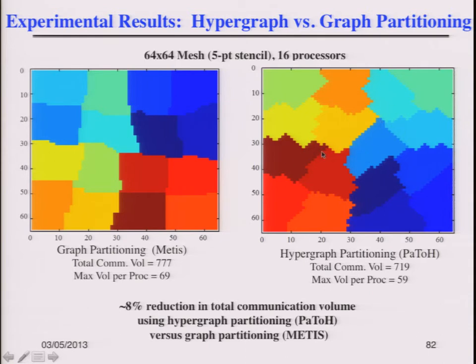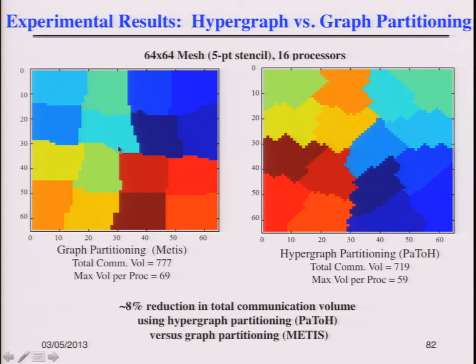And this is sort of diagonal. And it does actually reduce the communication volume. If you look at the critical path, the maximum processor, this guy is sending 69, and this guy is sending 59. So it's not the 25% we saw before, but nonetheless, this is kind of working.